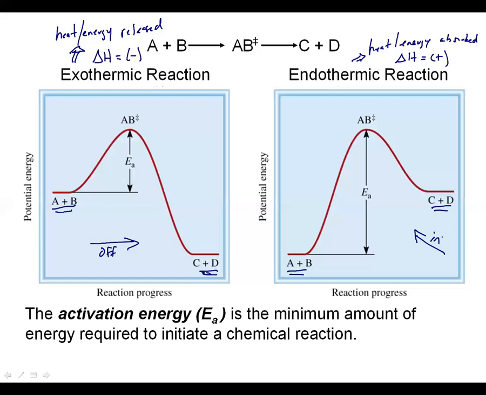Now there is this hill, which is known as the activation energy, and that's sometimes abbreviated as E of A. Again, it's the hill that the reactants have to climb to get to the other side, and it affects the rate of the reaction. The bigger the hill to get to the other side, the slower the reaction usually. The smaller the hill, the faster the reaction.